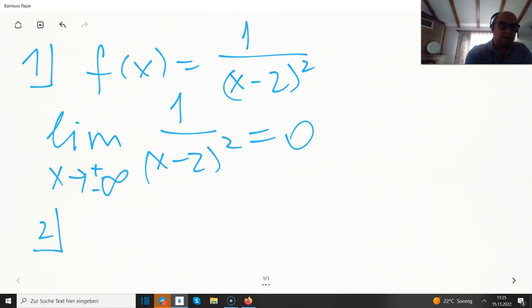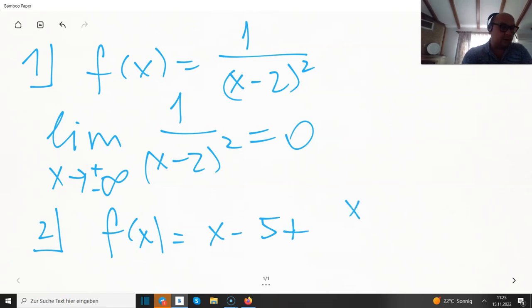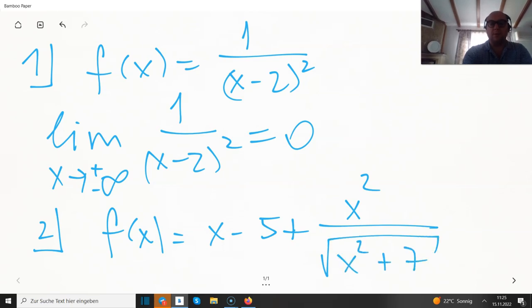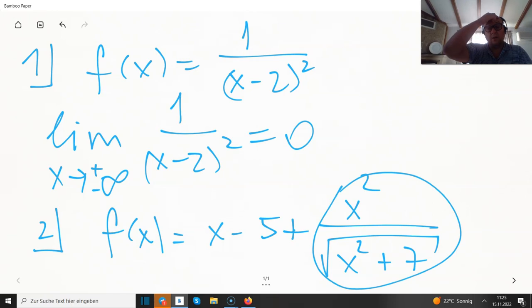Number 2, f of x equals, let's say, x minus 5 plus x squared divided over the square root of x squared plus 7. What will happen here? Well, look carefully. You see, what about this fraction? What's happening here? Well, obviously, the numerator is quadratic and the denominator is linear, right?